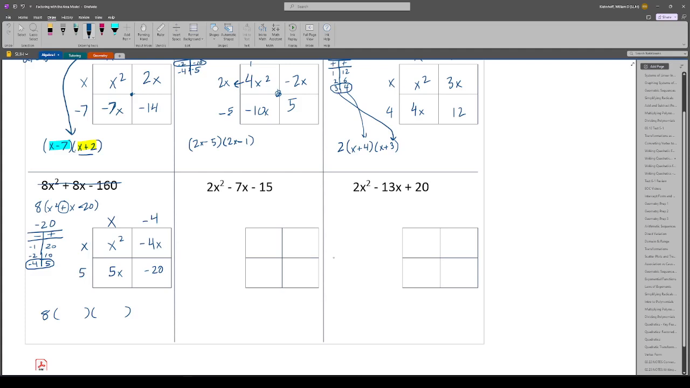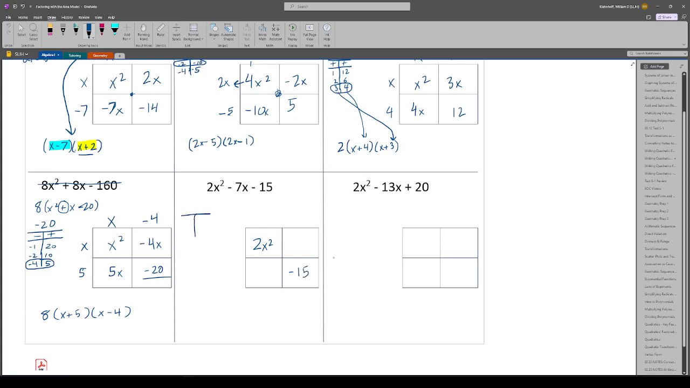So we can check that 5 times -4 is -20, so that's all correct. And we have x plus 5 times x minus 4. Yeah, easy. And then the next one has an a value that's not equal to 1, meaning we have to use the area model. And we don't have a GCF, so we can go ahead and fill in 2x squared minus 15.